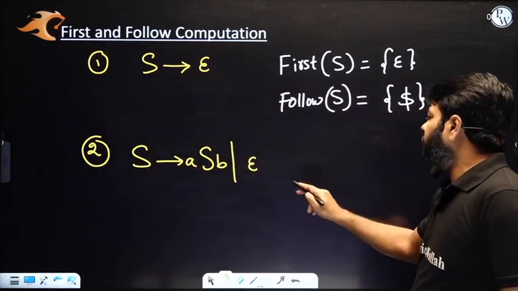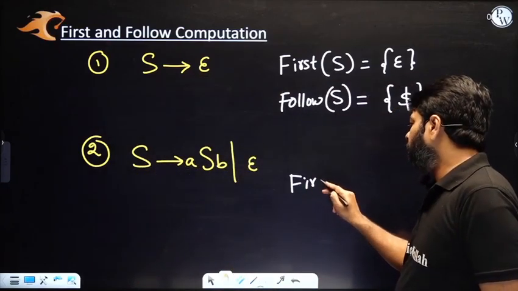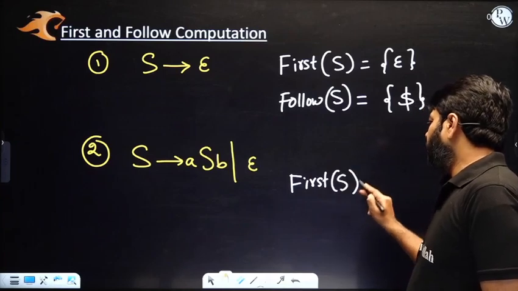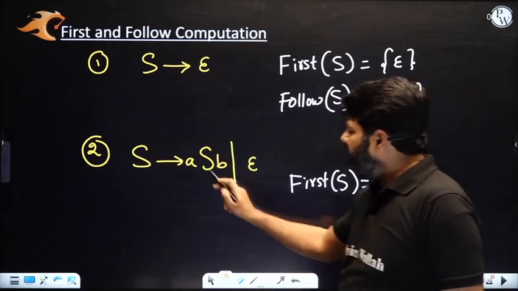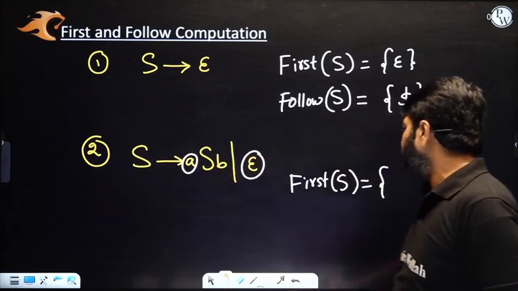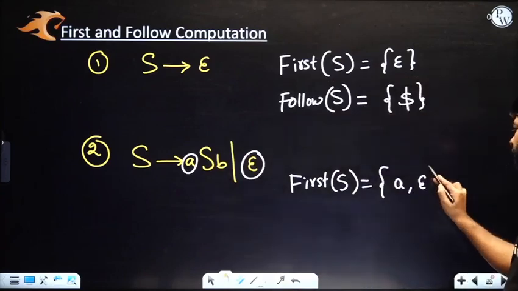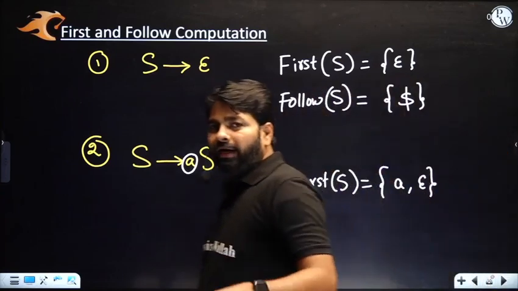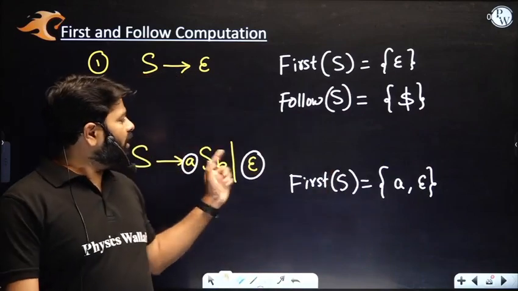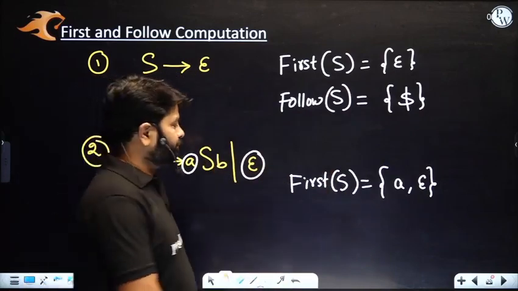Now, how do you compute the first of S? What is the first of S? You have very simple A here and then nothing, epsilon. So, A comma epsilon. First of S, what can S derive? Either A can derive or no one can derive, that is epsilon.